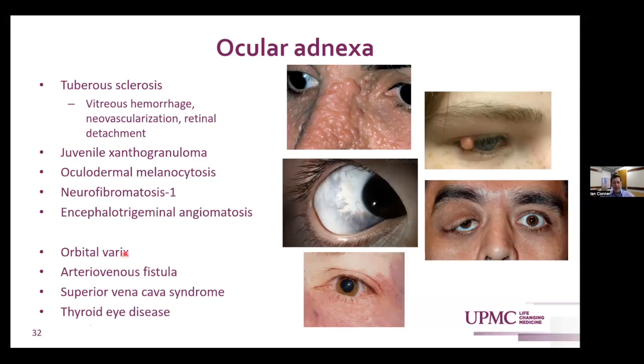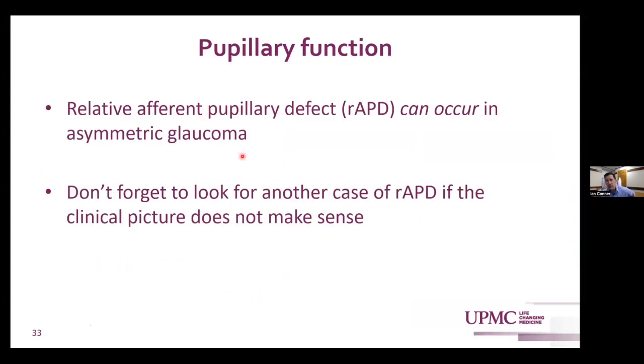And then other abnormalities that you may or may not be able to see, that can affect the episcleral venous pressure, like orbital varix, arteriovenous fistula, SVC syndrome, and thyroid eye disease. So pupil function, really important. RAPD, relative afferent pupillary defect, can occur in highly asymmetric glaucoma.